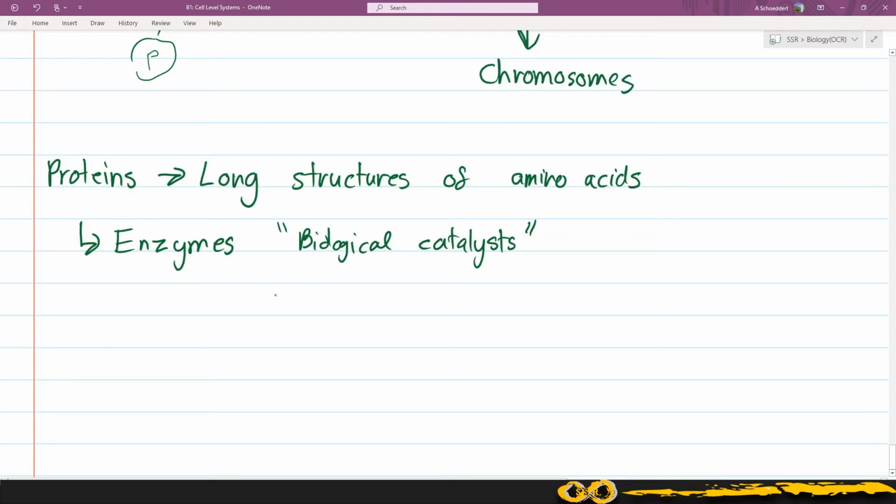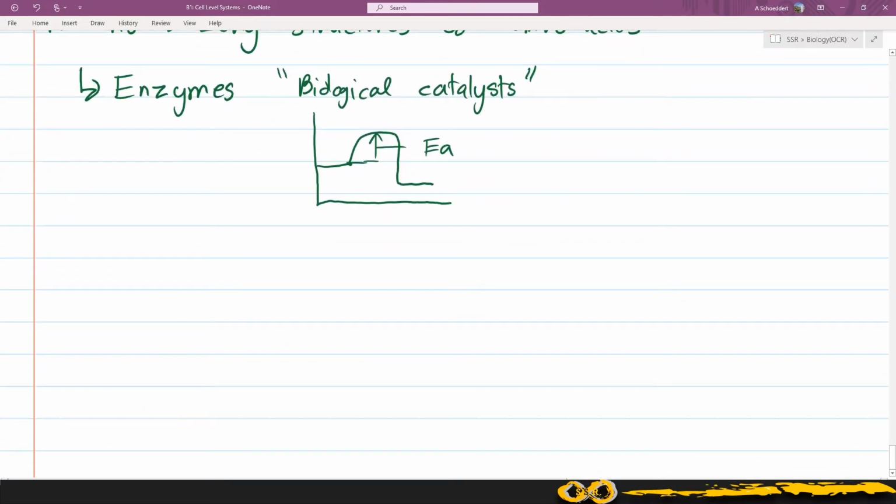With our chemistry knowledge, we hopefully remember that a catalyst is something that is able to lower the activation energy. So if we have our reaction graph and we have a certain activation energy, using a catalyst in that reaction will lower the activation energy needed for that reaction.